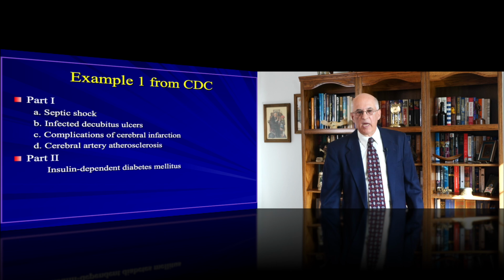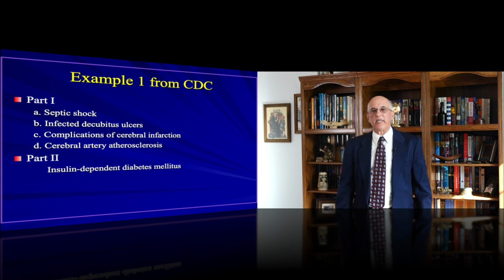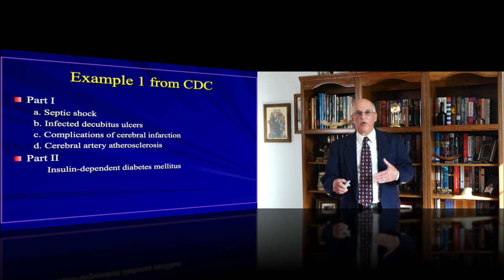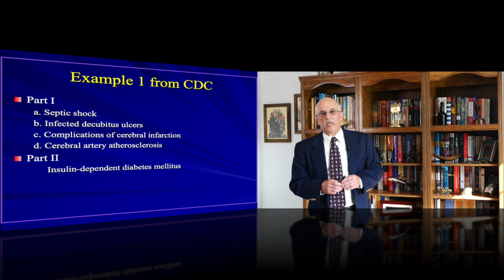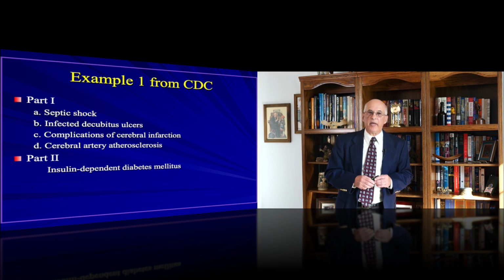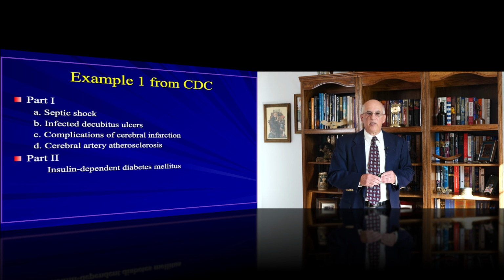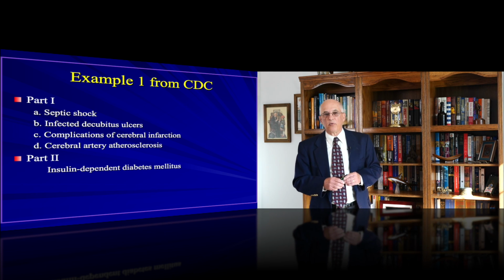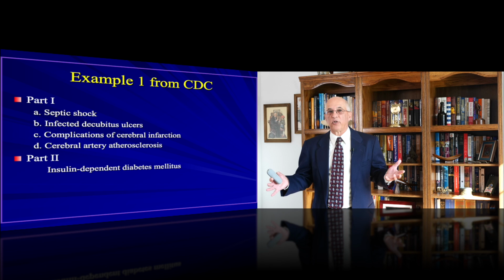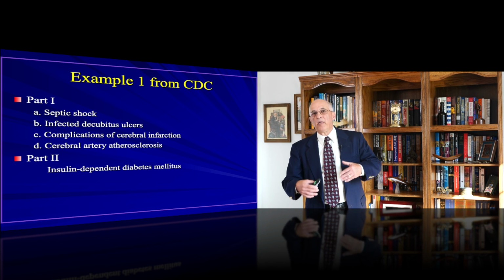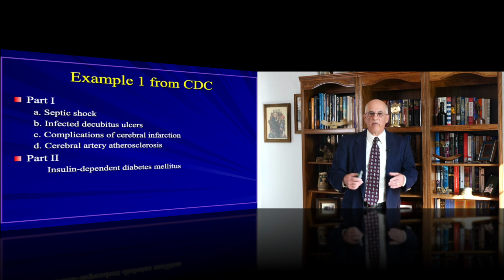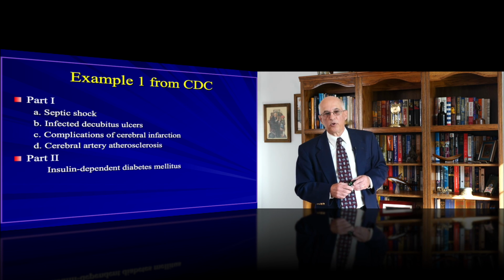But in this case, it came from infected decubitus ulcers. That's pressure sores. Like you might see someone who is immobilized, perhaps in a nursing home, and they develop these pressure sores, which can then get infected. Well, why did the person develop the pressure sores? Well, it's complications of a cerebral infarction, which is a stroke. So now they're immobilized. They can't move around that well, maybe didn't get turned enough, and they developed these pressure sores, which led to the septic shock.